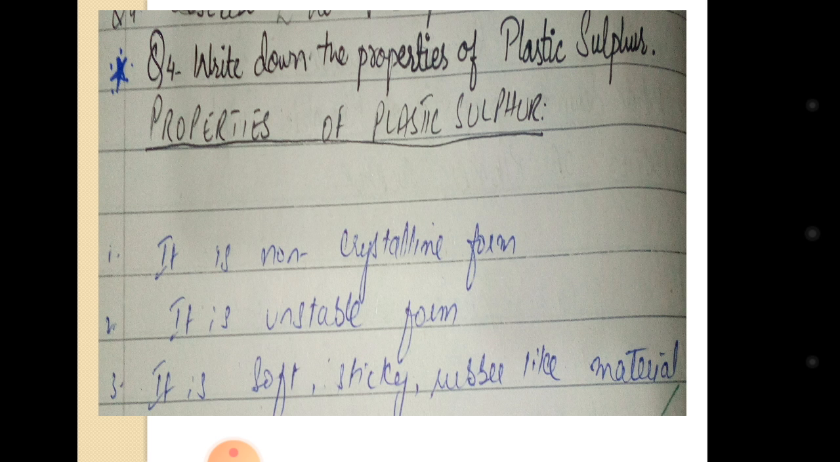Write down the properties of plastic sulfur. Plastic sulfur is a non-crystalline form of sulfur. It is an unstable form. It does not stay much; it immediately converts itself into another form. It is a soft, sticky, rubber-like material. Plastic sulfur is used as a plastic material.